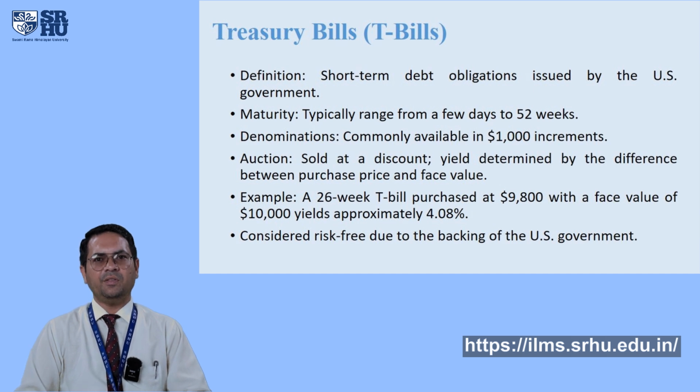Let's have an example. Suppose you buy a 26-week T-bill for rupees 9,800 and it matures at 10,000. So your return is 200 rupees, which annualized is approximately 4%, or 4.08%. So that is the return on this. T-bills are considered risk-free because they are backed by the government, making them a popular investment choice for conservative investors.